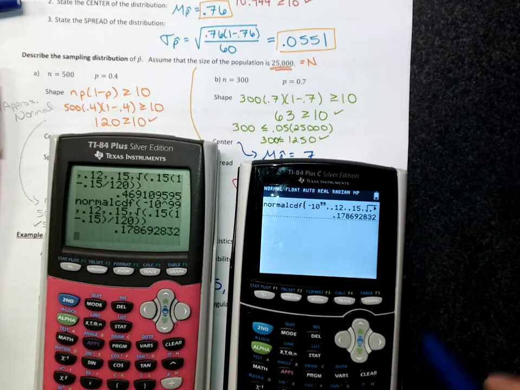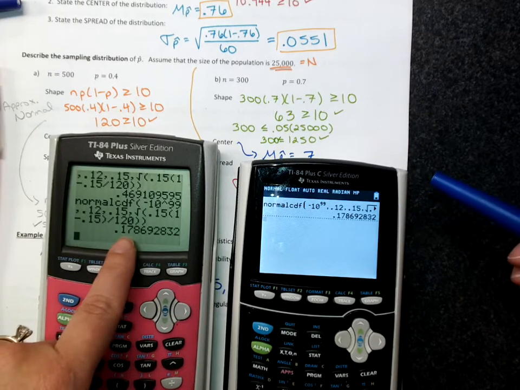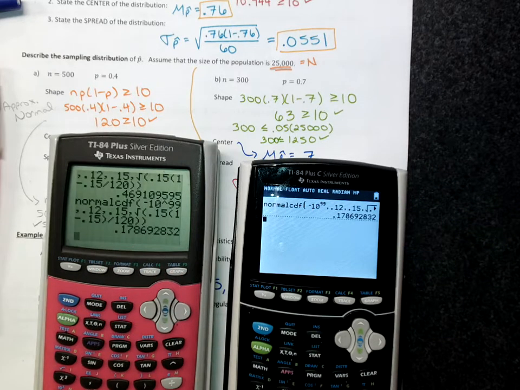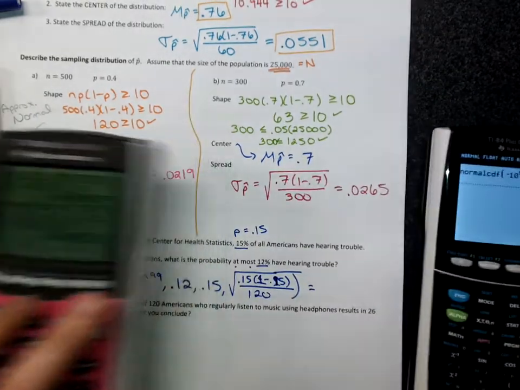I'm going to clear this one out. So you should get 0.178, and that round is 7. So 0.1787.